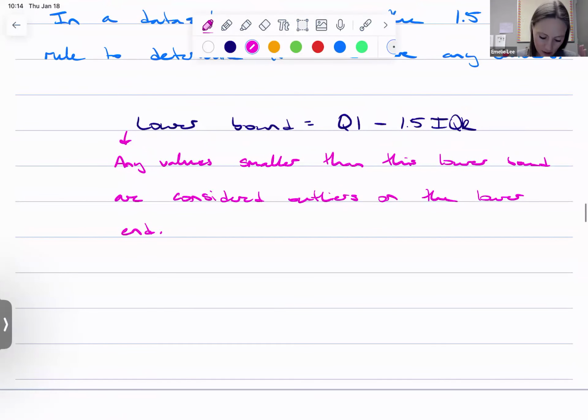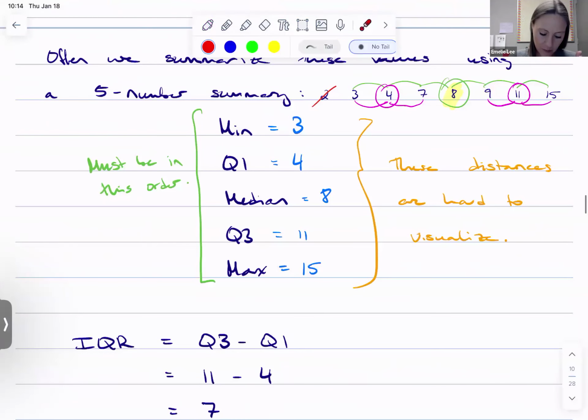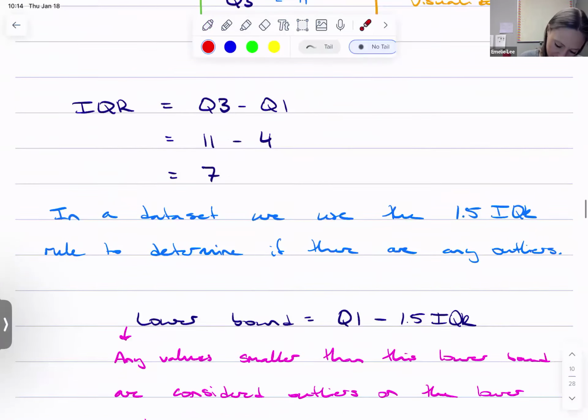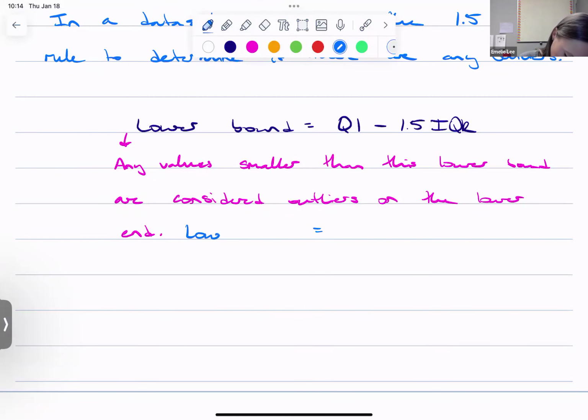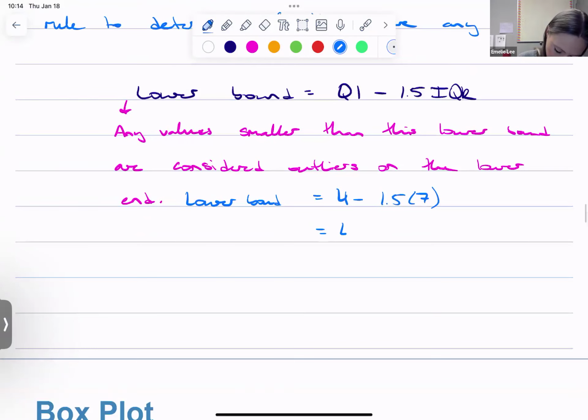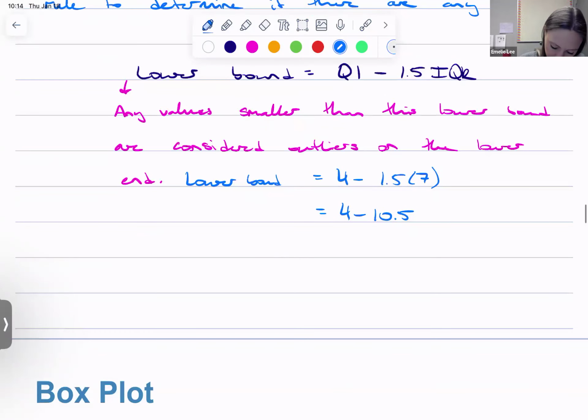Okay, so I'll go to our summary here. From Q1, so from 4, I'm allowed to move down 1.5 times the interquartile range. So in this example, what do we have? The lower bound is 4 minus 1.5 times 7. 1.5 times 7, I get 10.5. 4 minus 10.5, I get negative 6.5.